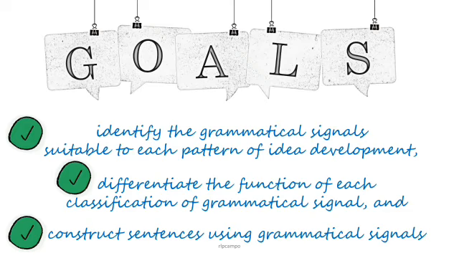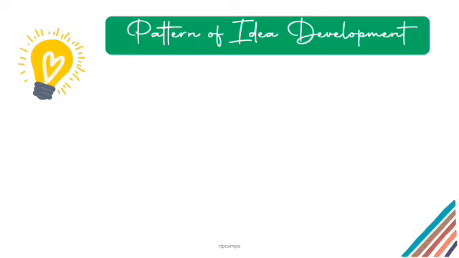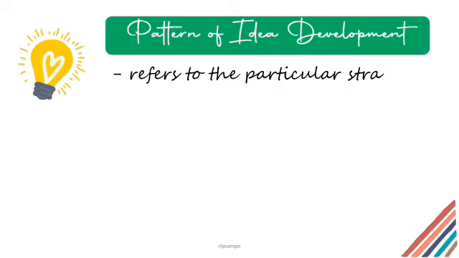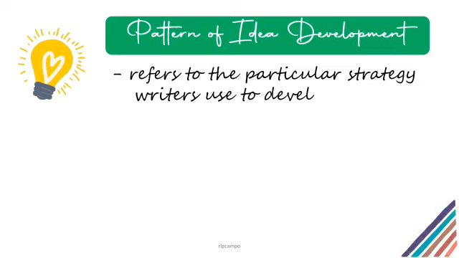Our goals for today are: identify the grammatical signals suitable to each pattern of idea development, differentiate the function of each classification of grammatical signal, and construct sentences using grammatical signals. Pattern of idea development refers to the particular strategy writers use to develop ideas.